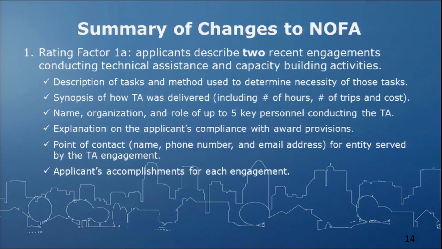In addition, you'll need to identify the name, affiliated organization, and roles of up to 5 key personnel responsible for conducting the TA. An explanation of how your organization complied with the award provisions while conducting the TA and your accomplishments for each engagement is required. And lastly, just so we can confirm the exceptional TA you delivered in those past 18 months, we'd like to contact the entities you served. So we'll need the name, number, and email address of points of contact. Please be sure that you carefully craft your responses so that they include all the required information.